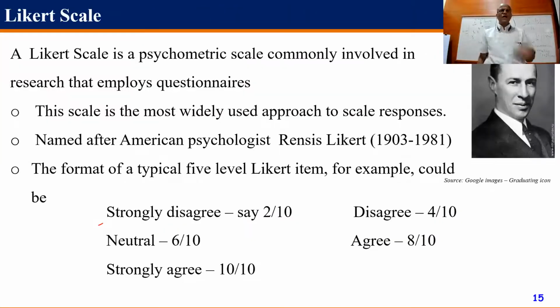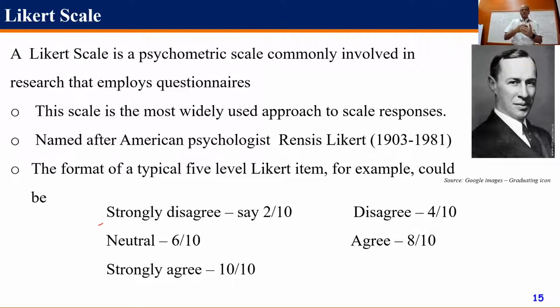All right. Now you can do, this is Likert. This is Professor Rensis Likert, American psychologist. So you can do further work on this. What is this? A Likert scale is a psychometric scale commonly involved in research that employs questionnaires. This scale is the most widely used approach to scale responses. You have seen a typical 5-level Likert item, no? For example, some question is asked, strongly disagree, but actually strongly disagree should be 0. Unfortunately, it usually starts with 2. 2 out of 10 marks means strongly disagree.